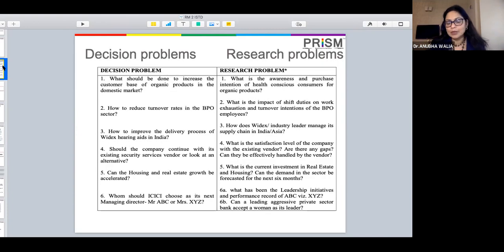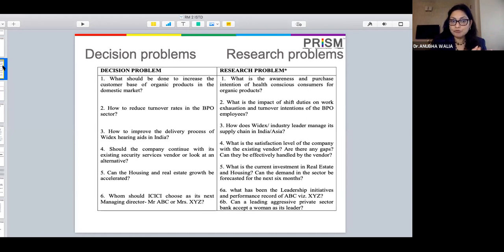So let me share an example of how it works with the decision problem and a research problem. Take the first example: what should be done to increase the customer base of organic products in the domestic market? This is a management decision problem. But it gets turned into a research problem: what is the awareness and the purchase intention of health-conscious consumers for organic products? Now that becomes your research problem. So this is how you have to understand the difference between both of them.